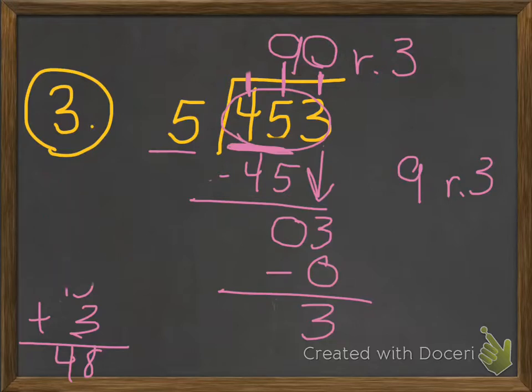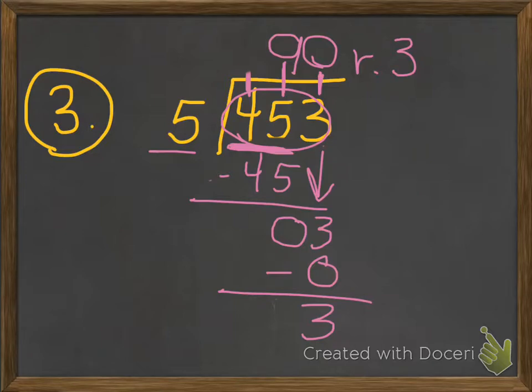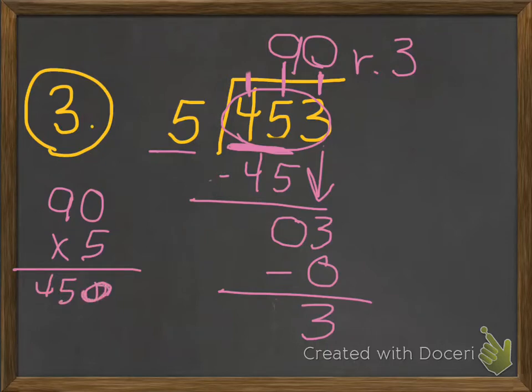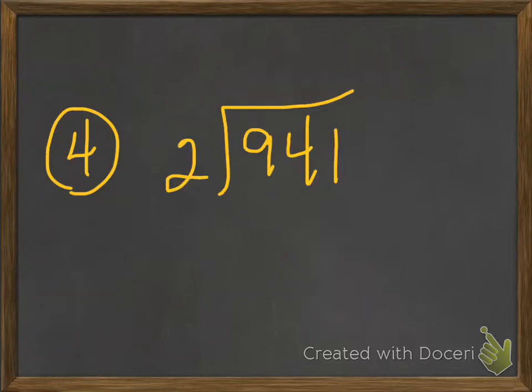Okay, so let's double check with the answer that we did get and see if we got it right. 90 times 5. 5 times 0 is 0. 5 times 9 is 45. That doesn't look like a 0, does it? Then we'll add on our remainder, 3, 453. All right, one more.